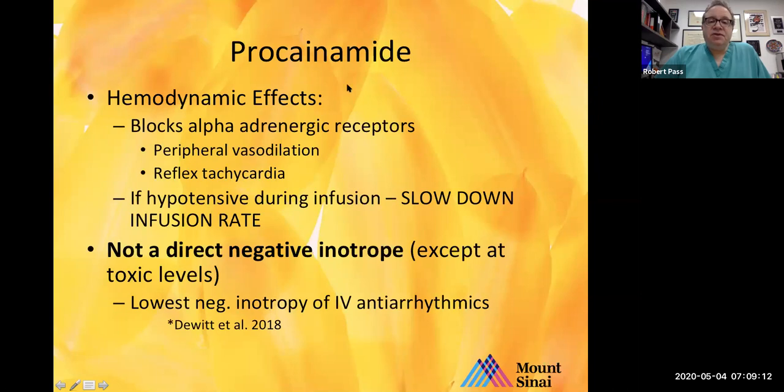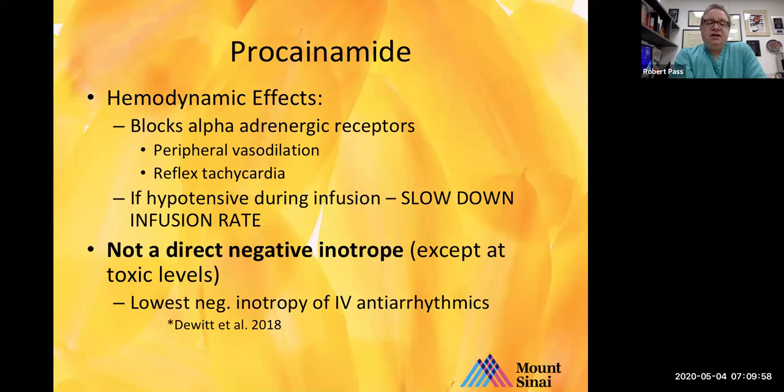Procainamide has a number of hemodynamic effects. The most profound one and the most important one is that it blocks alpha adrenergic receptors, resulting in peripheral vasodilation and a reflex tachycardia. And I would say it's fairly common to become hypotensive during infusion of procainamide. And for this reason, one should slow the infusion rate if you're getting vasodilation, or potentially even add some fluid as a bolus. I often, when giving procainamide IV, will recommend that volume is available, such as saline or Ringer's, because it's not uncommon that you have to do a little bit of fluid resuscitation.